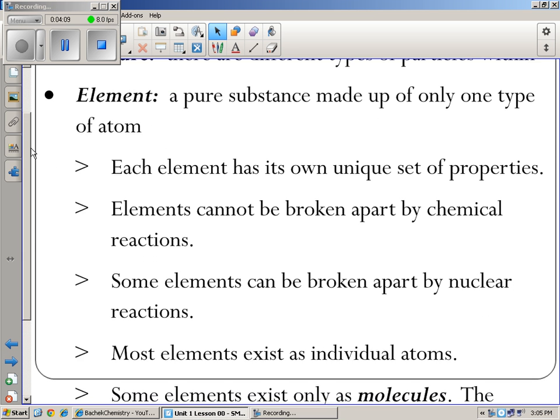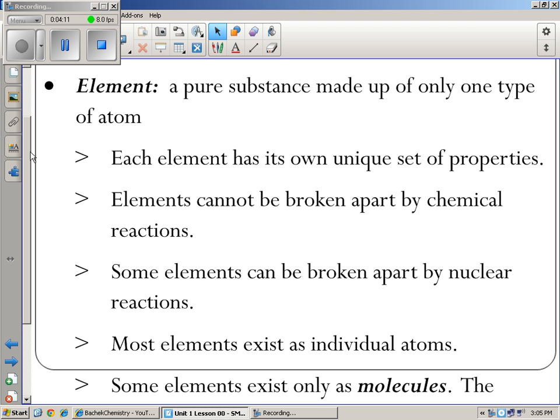So just going back up here for a second. Elements are pure substances made up of only one type of atom, like I said. Each element has its unique set of properties, and that's why, of course, carbon's different than nitrogen or oxygen or phosphorus for that matter. Elements cannot be broken down by chemical means, so you can't take some carbon and heat it up and decompose it anymore. It's just still going to be carbon. They can be broken apart by nuclear reactions.